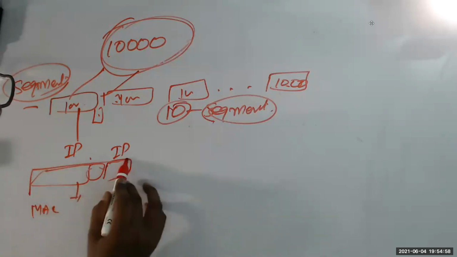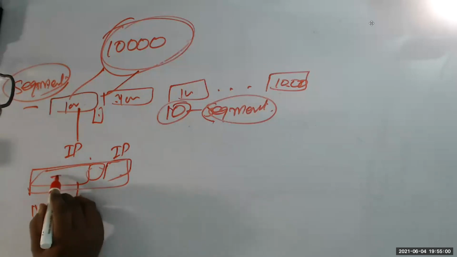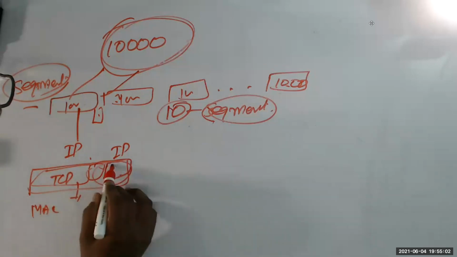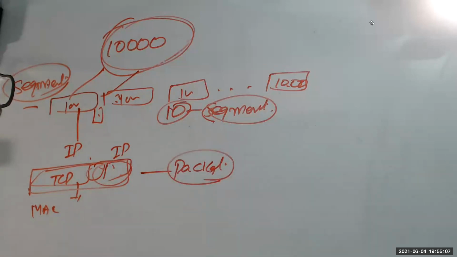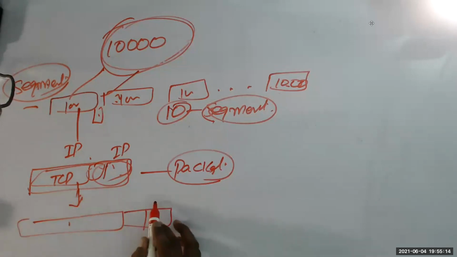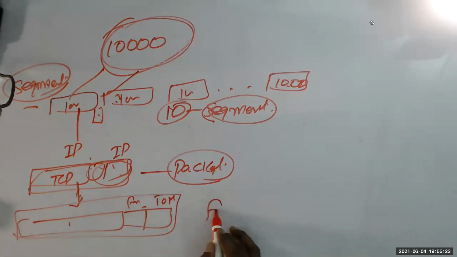This data, the TCP data, plus the IP header, is called a packet. Now TCP gives this, IP gives the data, and this guy is called MAC: MAC to MAC, from MAC. These are added. This is called a frame. So there are three terminologies: frame, packet, and segment.